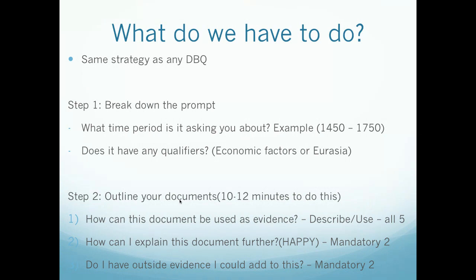The reason why I'm telling you guys this 10 to 12 minute outline period is that the outlining is really the most important part of the essay. If you can effectively break down each document, how is it providing evidence? Try to do that for all 5 documents. If you do, in your outline, can I happy this document? How am I going to happy this document? And what is my outside evidence going to be?